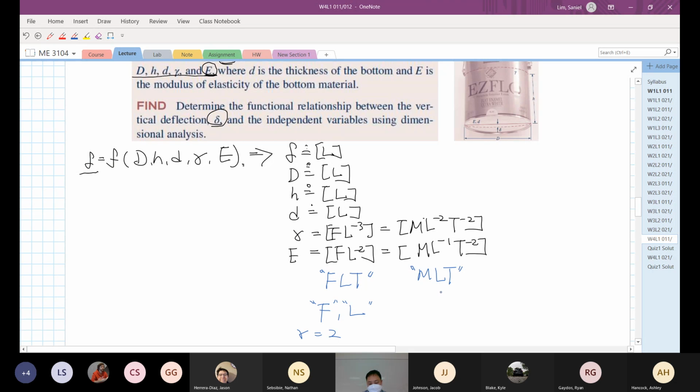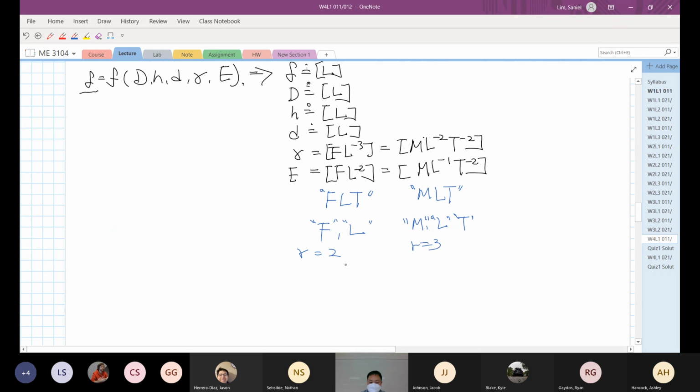All right. How about the MLT system? We have 3 basic dimensions, and we use all 3 of them. So that says the number of the pi terms, K is 1, 2, 3, 4, 5, 6. 6 minus 2, 4. 6 minus 3, 3. Do we have 4 pi terms if I use the FLT system? And do we have 3 pi terms if I use the MLT system?